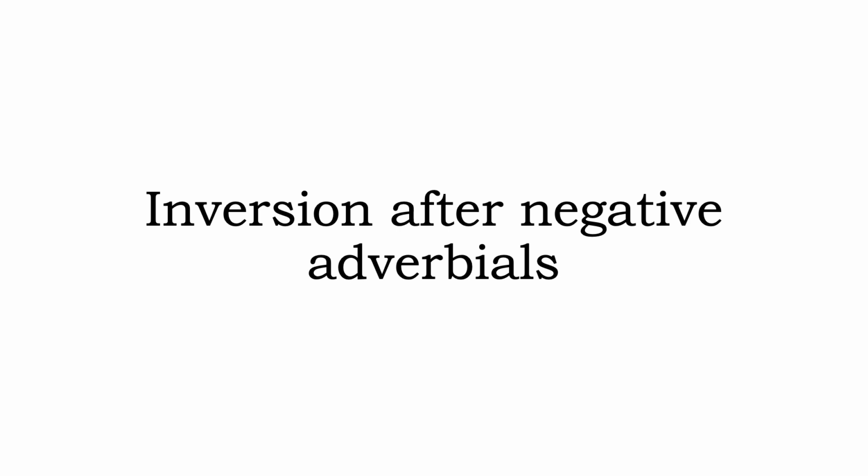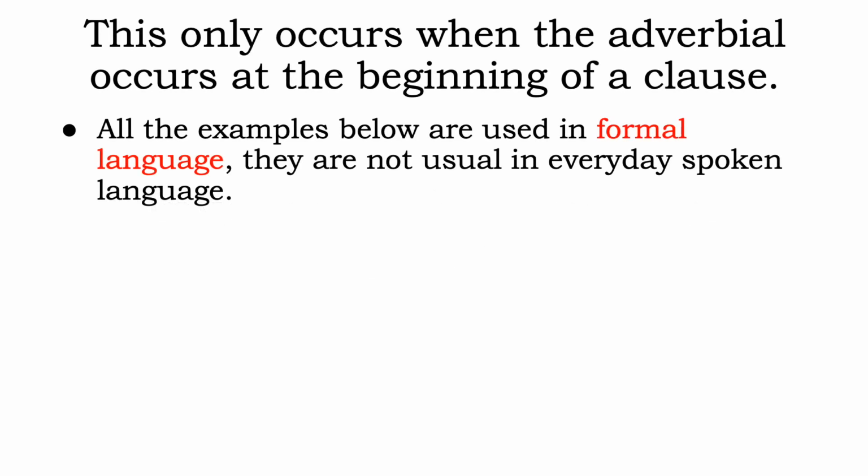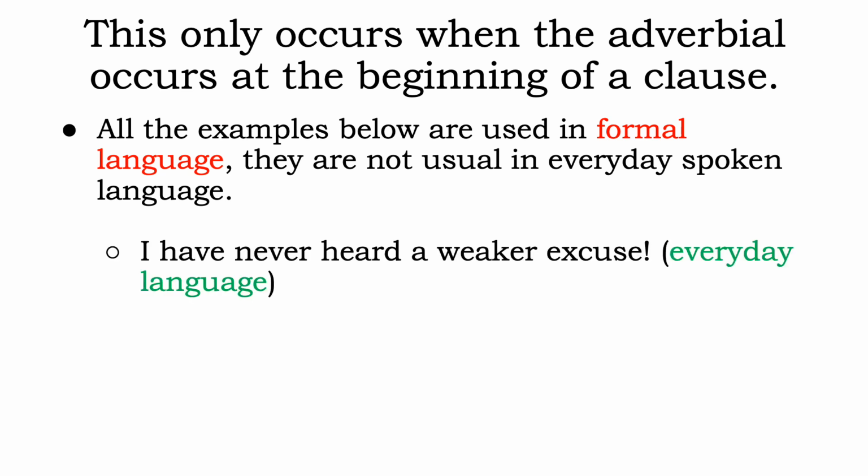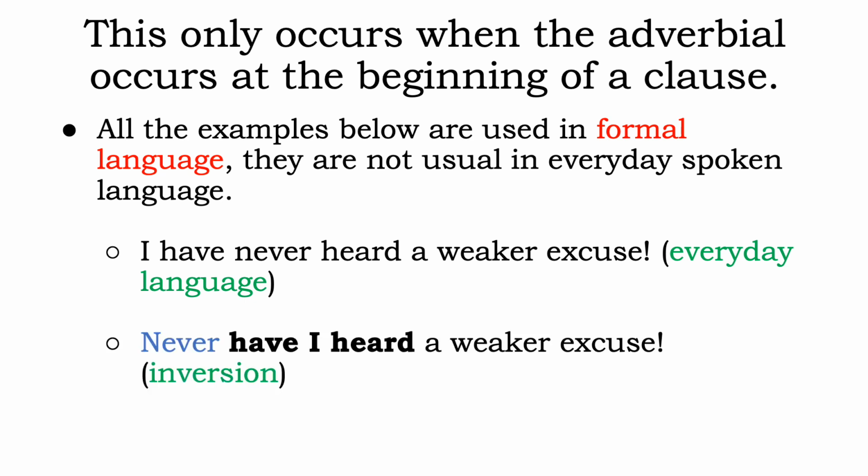One of the most common inversion types is after negative adverbials. This only occurs when the adverbial occurs at the beginning of a clause. I'm going to explain this in more detail. Just to remind you, these examples used below are normally found in formal language. They are not usually found in everyday spoken language. For example, something that we might say in everyday language, I have never heard a weaker excuse. Now, if we use inversion, we're going to come across never have I heard a weaker excuse. In this way, we can create the effect of emphasis again, or maybe if we would like to be more dramatic, or if this sounds much more formal.